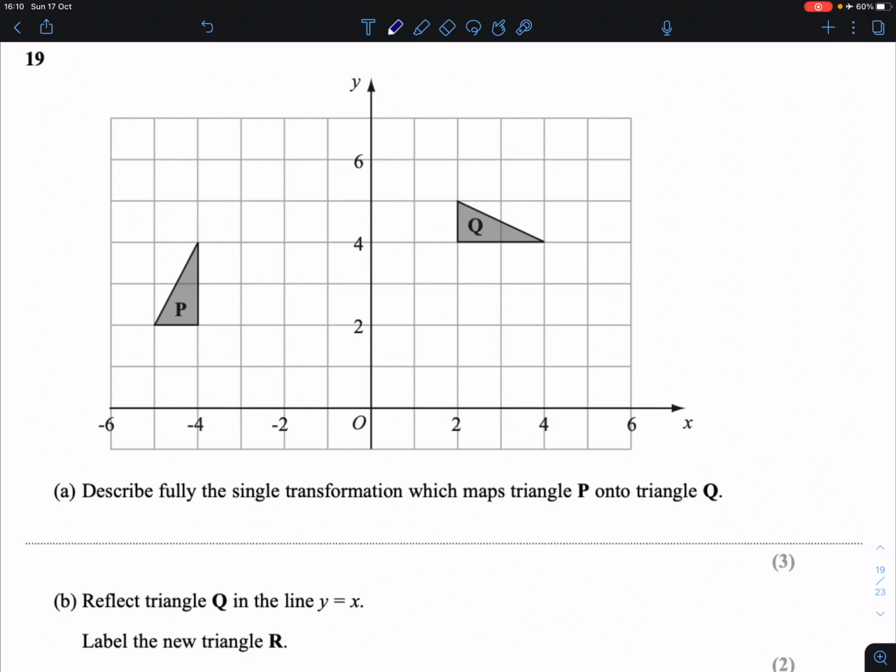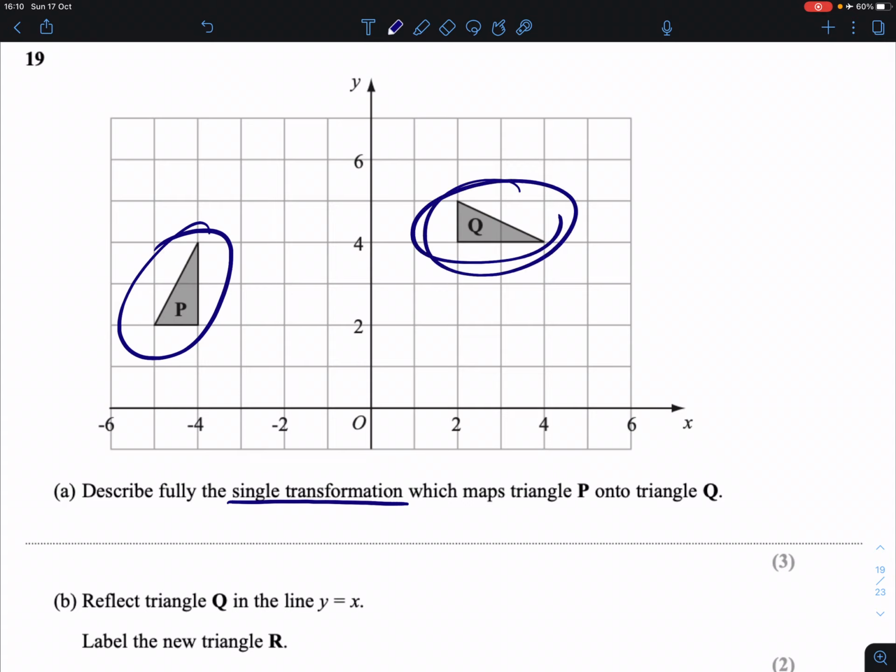Question 19, we have a diagram with P and Q on it. Part A, describe fully the single transformation which maps P onto Q. So how on earth does P end up becoming Q over here?